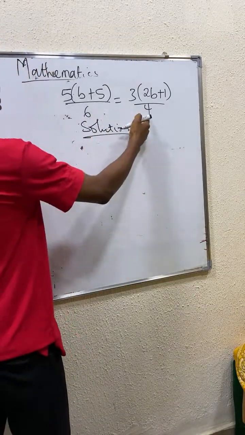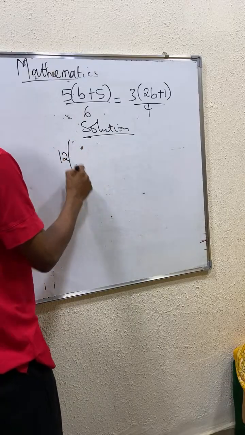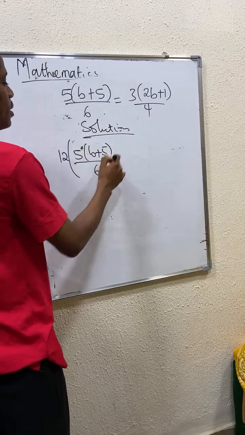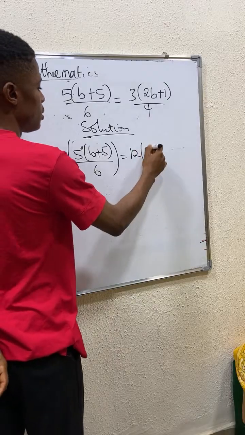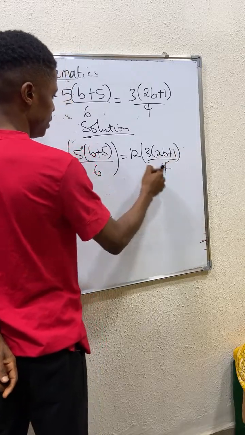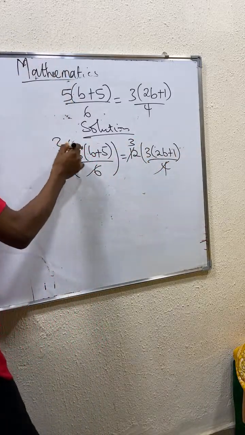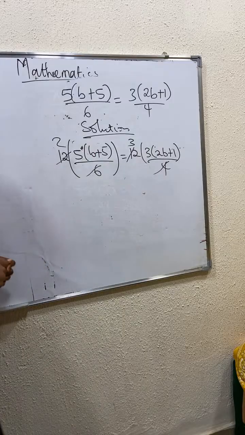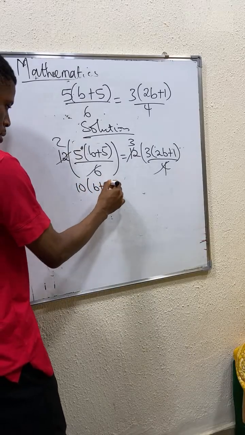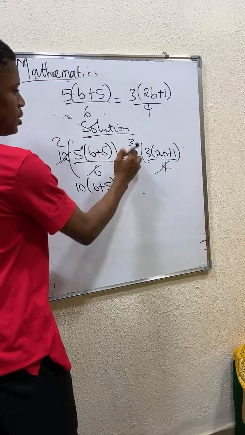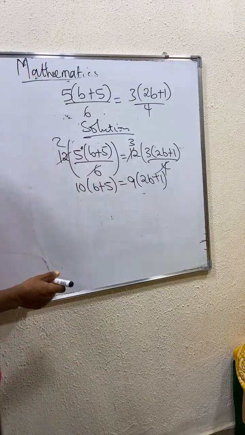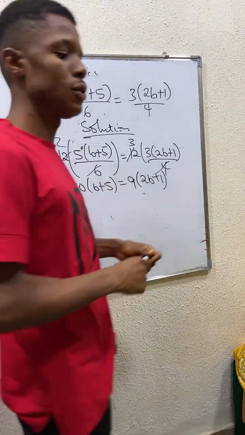The LCM of 6 and 4 is what? 12. So you have 5 into b plus 5 divided by 6 is equal to 12 into 3 into 2b plus 1 divided by 4. If this cancels out, you have 2. If this cancels out, you have 3. So first we have 2 times 5 is 10. You have 10 into b plus 5 is equal to 3 times 3 is 9, 9 into 2b plus 1.